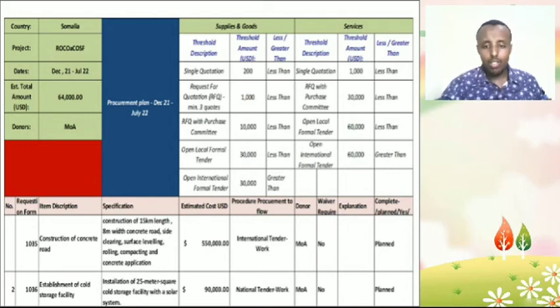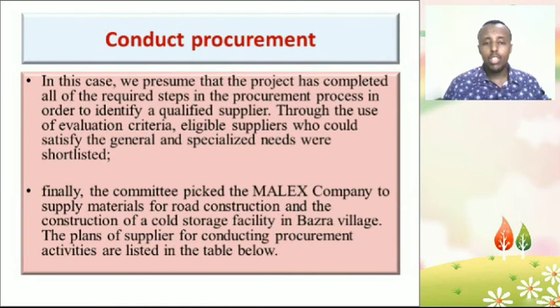The next activity will be conducting procurement. In this case, we presume that the project has completed all of the required activities in the procurement process in order to identify the qualified supplier through the use of evaluation criteria. Eligible suppliers who could satisfy the general and specific needs were shortlisted. Finally, the committee picked the Malagas company to supply materials for road construction and the construction of the cold storage facility in Basra village. The list of suppliers for conducting procurement activities is in the table below.